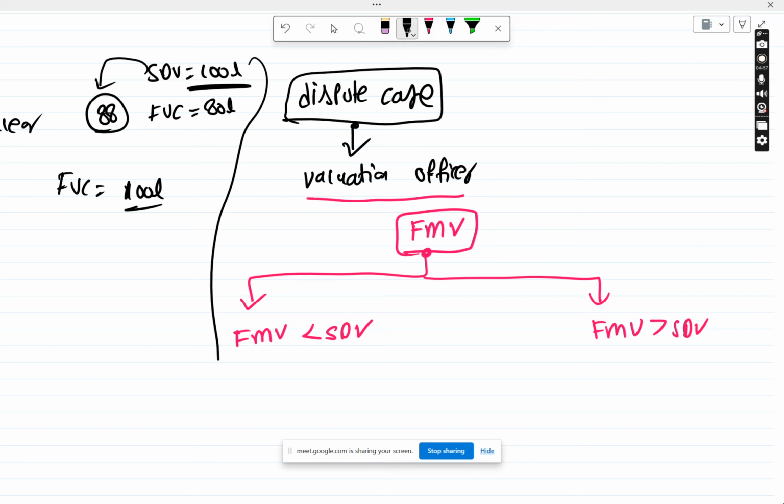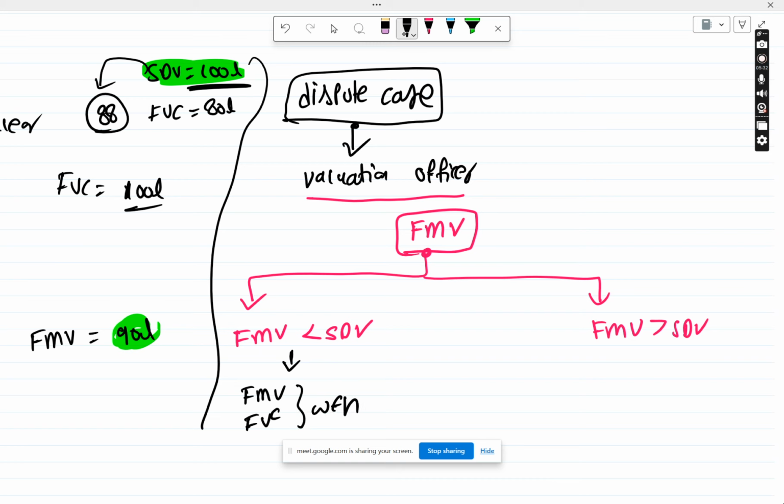According to our example, the valuation officer decided the fair market value is, let's say, 90 lakhs only. The authorities are saying SDV is 100 lakhs, meaning the transaction should happen at this price. But the valuation officer says 90 lakhs can be fair for this property. If this is the case, then we can take fair market value or full value consideration, whichever is higher.